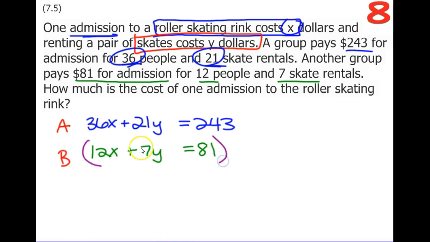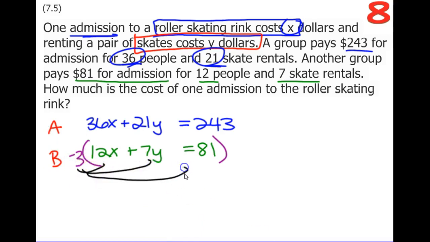Well, if I just look at this bottom equation, I can multiply this equation. 7 times 3 would give me 21, but one of them has to be a negative, so maybe a negative 3. So I'm going to multiply all of these by negative 3. We'd have negative 3 times 12 is going to give me negative 36x. Negative 3 times 7 is negative 21y. And then 81 times negative 3, if I plug that in my calculator, it's actually going to give me negative 243.